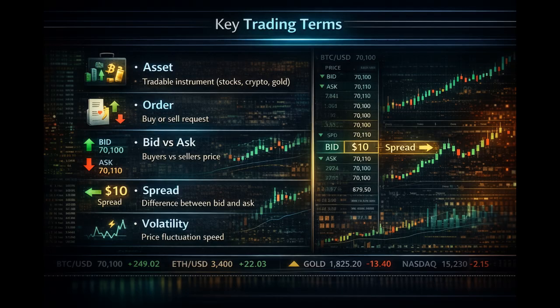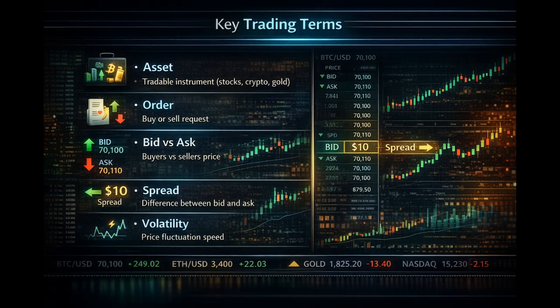Bid price. The bid price represents the highest price buyers are willing to pay for an asset. For example, if buyers are willing to pay $70,000 for Bitcoin, that becomes the current bid price in the order book. Ask price. The ask price represents the lowest price sellers are willing to accept. For example, if sellers are willing to sell Bitcoin at $70,010, that becomes the ask price.